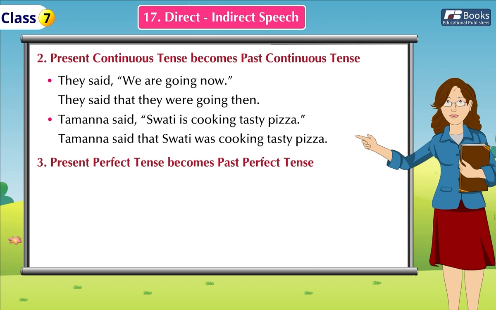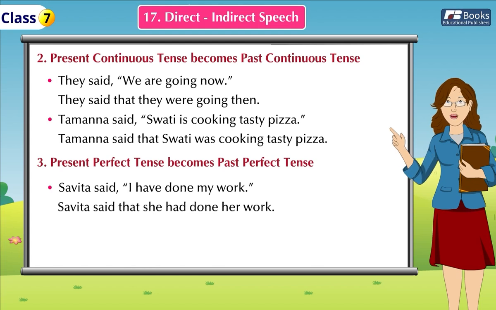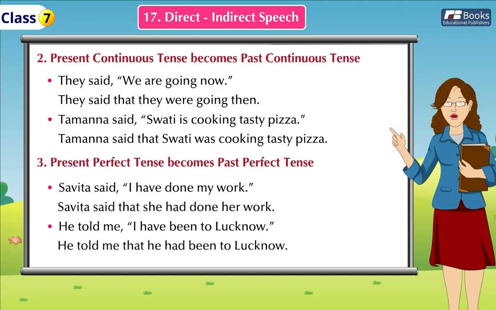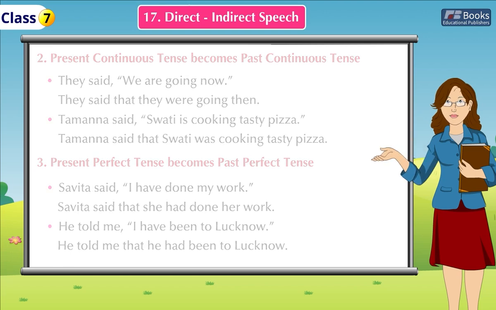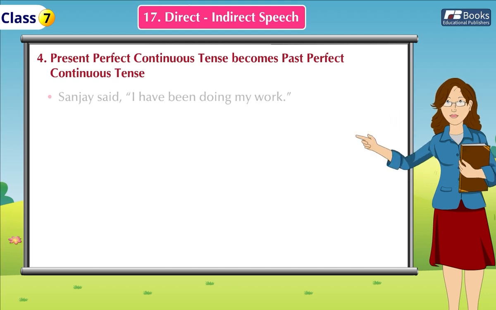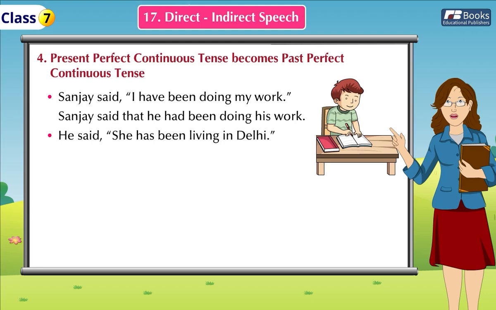Third, present perfect tense becomes past perfect tense. Savita said, "I have done my work." Savita said that she had done her work. He told me, "I have been to Lucknow." He told me that he had been to Lucknow. Fourth, present perfect continuous tense becomes past perfect continuous tense. Sanjay said, "I have been doing my work." Sanjay said that he had been doing his work. He said, "She has been living in Delhi." He said that she had been living in Delhi.